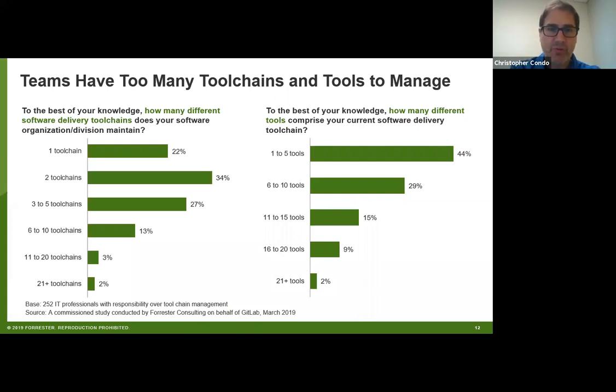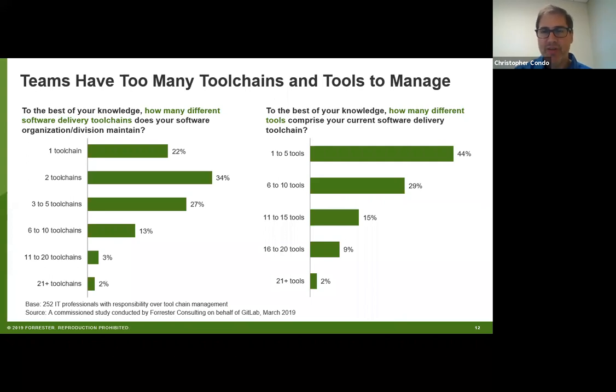So two tool chains, 34%. So that's 56% right there. That means that 44% have two or more tool chains that they have to manage. And that could certainly end up becoming a complex issue, especially when you multiply it by the number of tools that they need to manage.